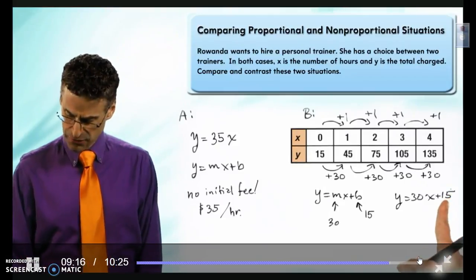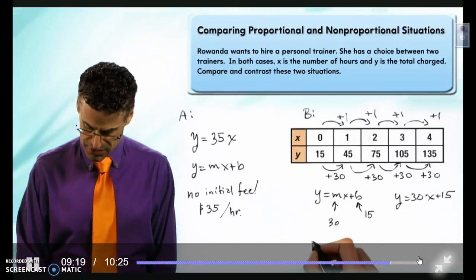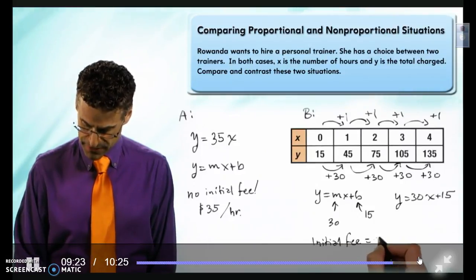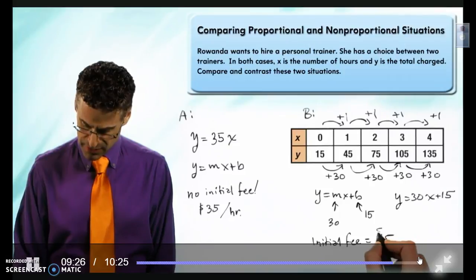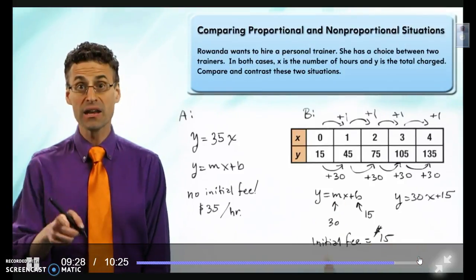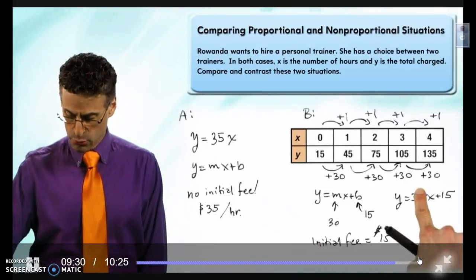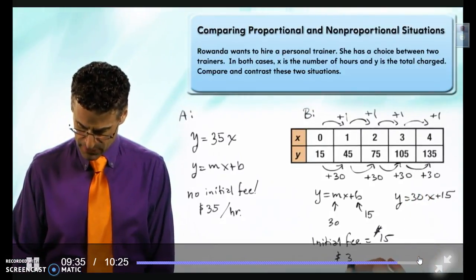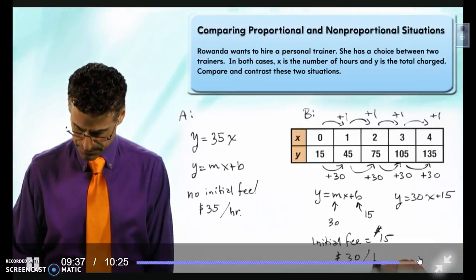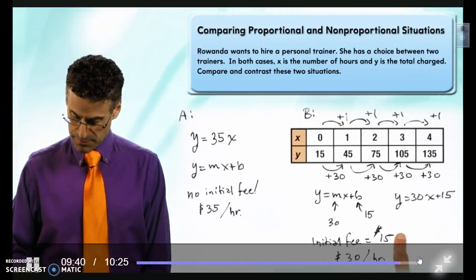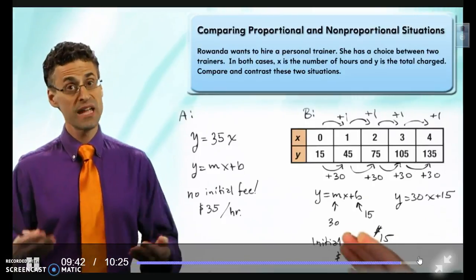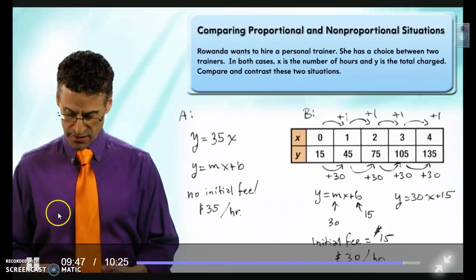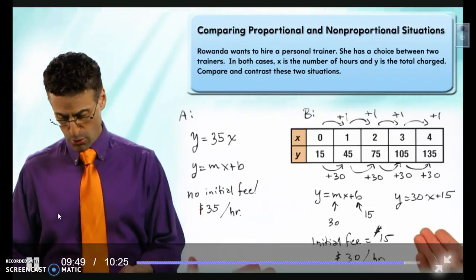Here we see an initial fee of $15. So initial fee, you pay $15 up front just for walking in the door, even if you never get exercise. But the great news is, what's the hourly rate? What's the rate of change? What's the slope? It's $30 an hour. So again, we see it's a little bit less, but you pay a $15 one-time fee. So again, depending upon how often Rolanda is actually going to use the trainer, it will make sense either to go with A or with B.